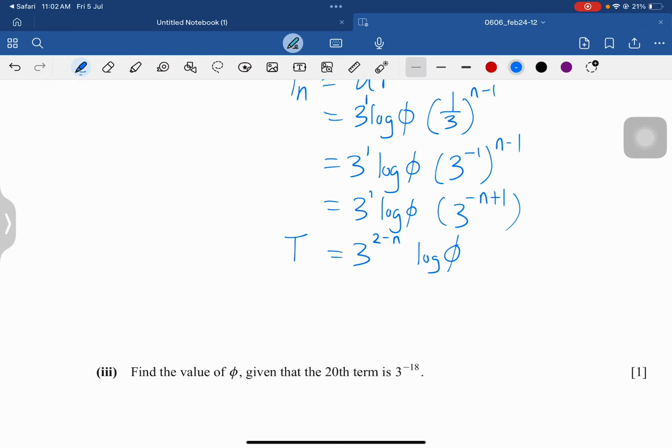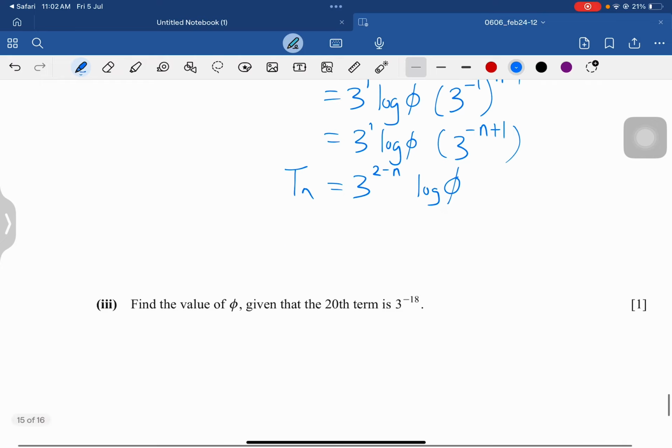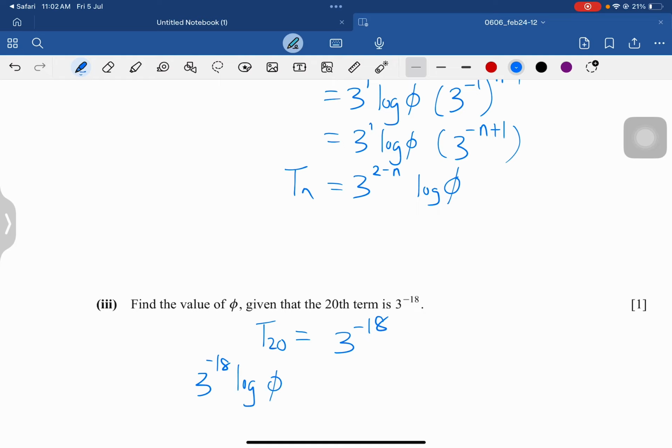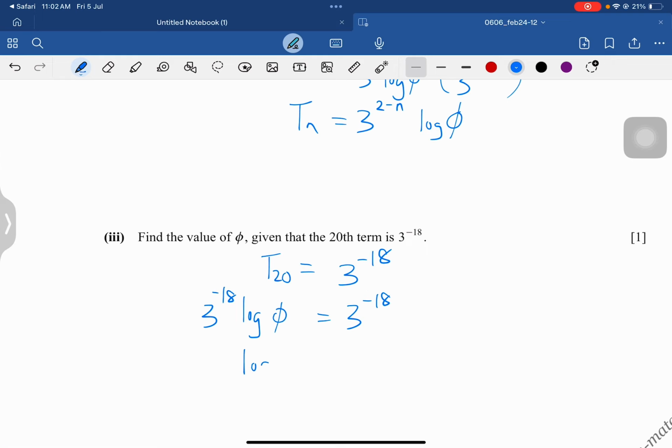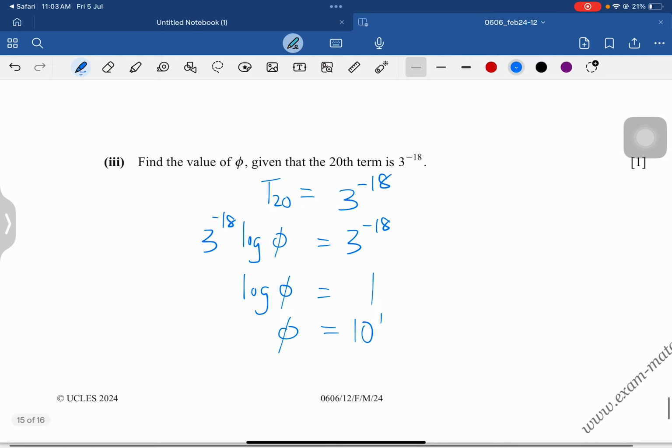Here they mention the 20th term is 3 to the negative 18. And sub into the previous formula, n as 20, 2 minus 20 is minus 18, log this equals 3 to the negative 18. Since they are exactly the same, you can cut become 1, and answer is 10 to the power 1, which is 10. That will be your answer.